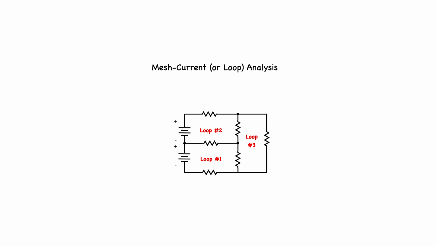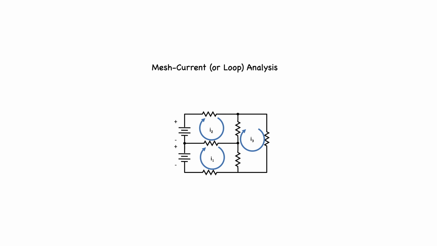I'm going to make an assumption right now that the current flowing in loop 1 looks like this, and I'm going to call it I1. The current flowing in loop 2 looks like this, and I'm going to call it I2. The current flowing in loop 3 looks like this, and I'm going to call it I3. There is one current for each loop.